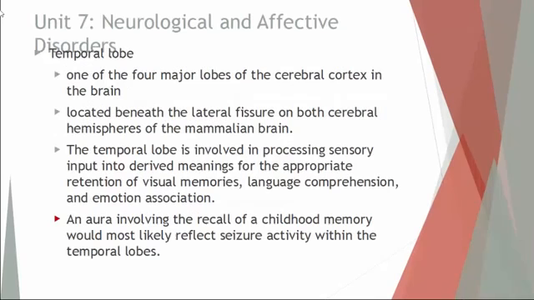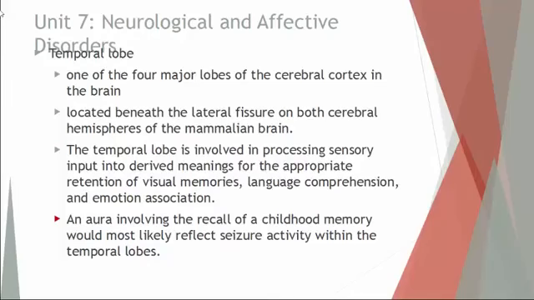Alright, now we'll move on to unit number 7, neurological and affective disorders. First we'll start with one of the lobes of the brain, the temporal lobe. The temporal lobe is found on the sides of the brain, where your temples would be.